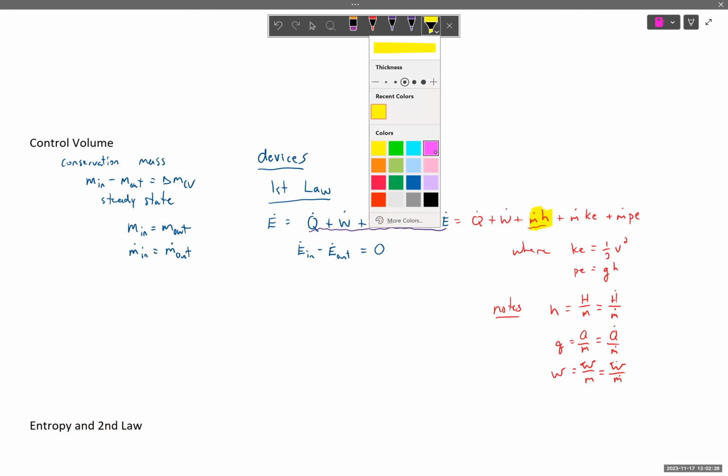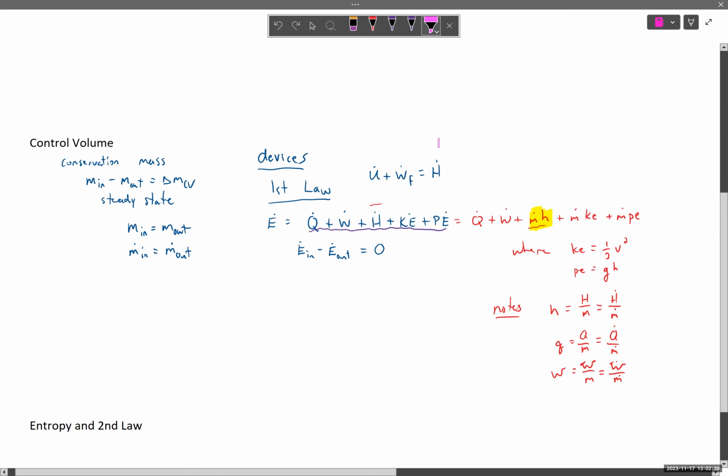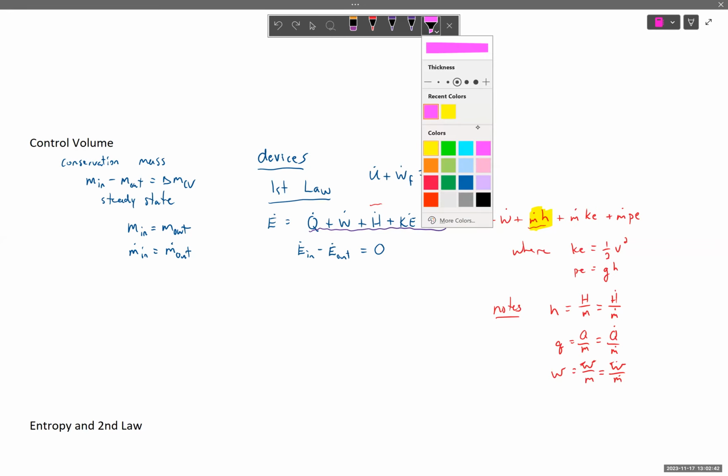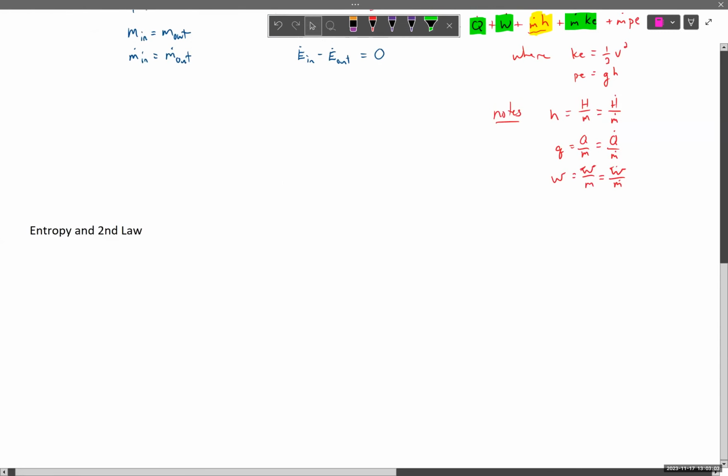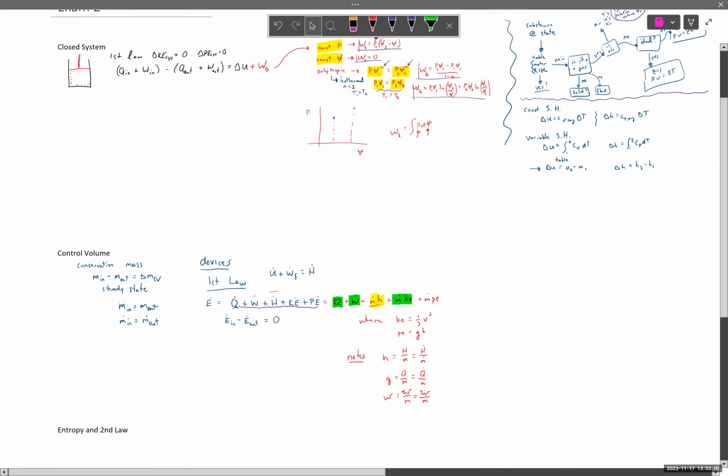And there were variations of the devices. Some devices had kinetic energy, like a nozzle. Many did not. Most did not have potential energy, right? Most systems dealt with something like kinetic energy, power, heat, or H. Generally not a potential energy term. It could, but generally didn't. And that was our control volume section. It actually felt a lot lighter than our closed system stuff, right?